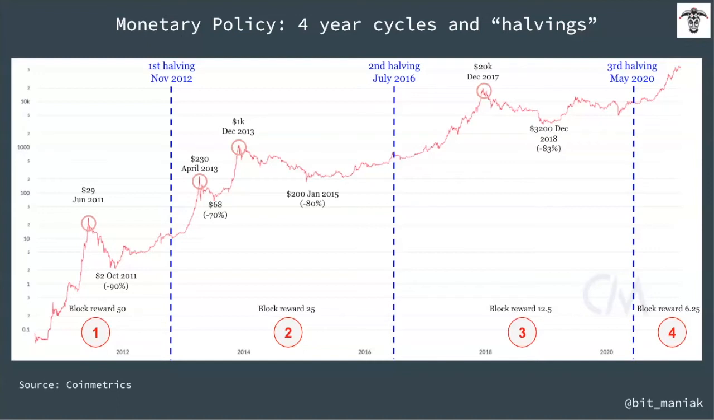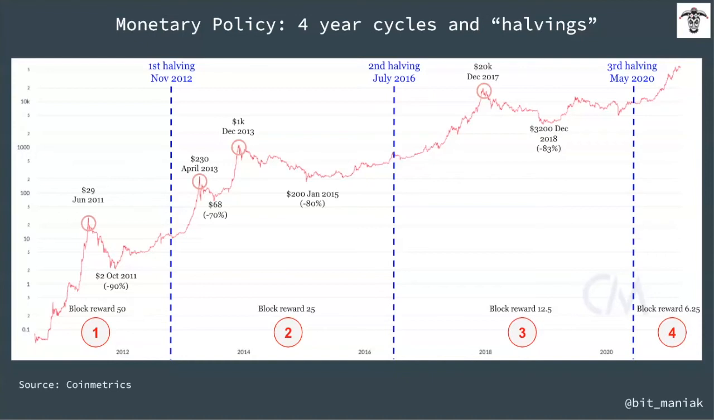So let's go back to November 2012. A few months after the November 2012 halving, the price rallied to $230 in April 2013. Then it crashed back down to $68 just a few weeks later, and that's a 70% drop from its April all-time high. But quickly, the market started heating up again, and by the end of that same year, the price had hit $1,000. So 2013 was a mad year. The price was up 34x higher than the 2011 all-time high. The boom and bust cycle repeats again.